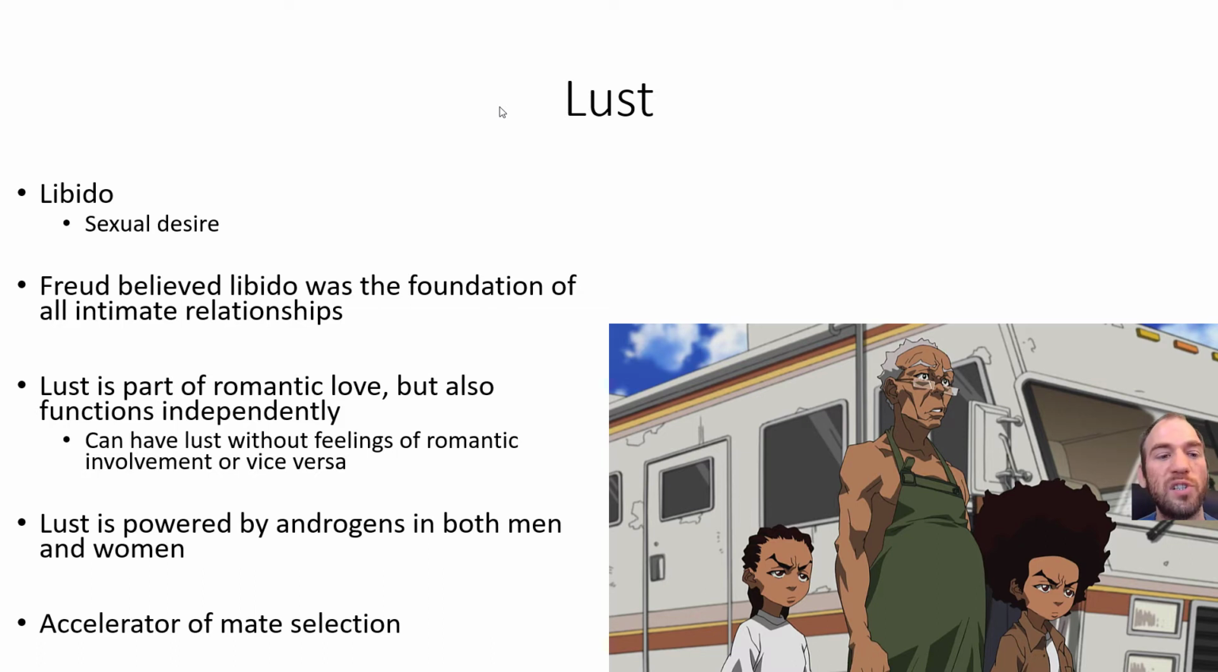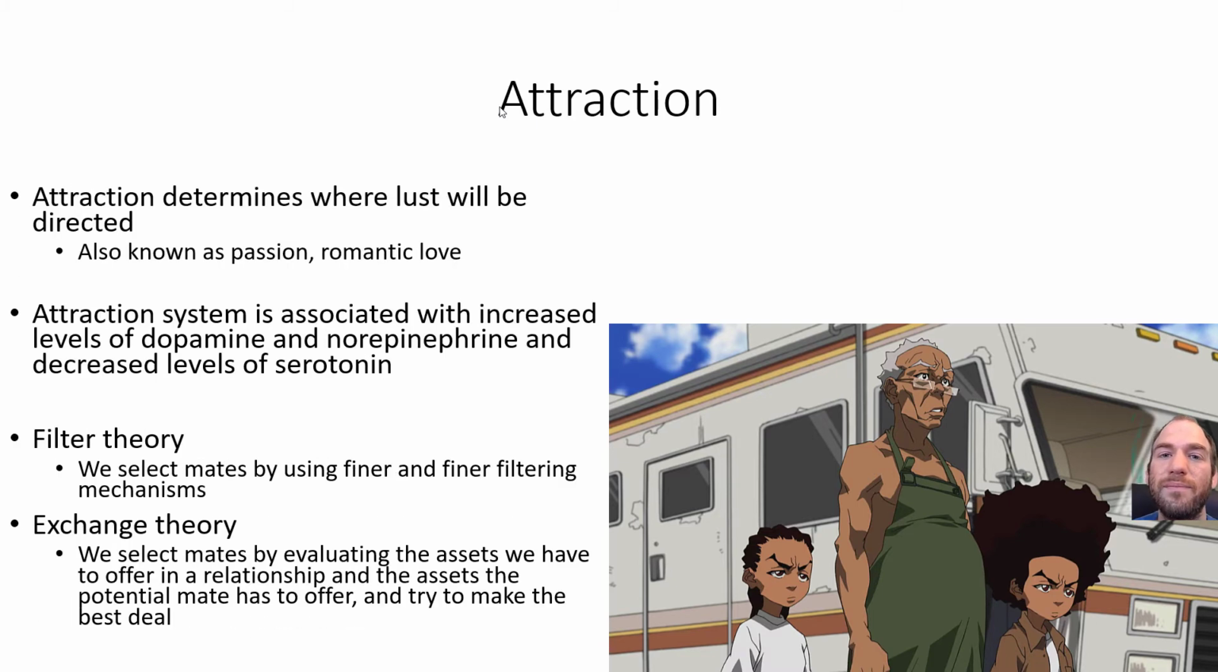future research found that those three components, again lust, attraction, and attachment, you can be high on one component and low on another component, and those rates of lust, attachment, and attraction can fluctuate throughout the lifespan. Attraction can be conceptualized as determining where lust will be directed. Also known as passion or romantic love. The attraction system is associated with increased levels of dopamine and norepinephrine and decreased levels of serotonin.